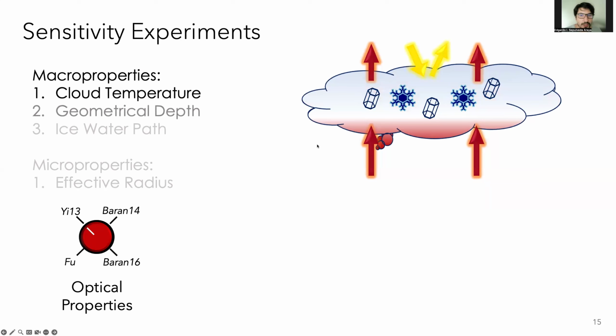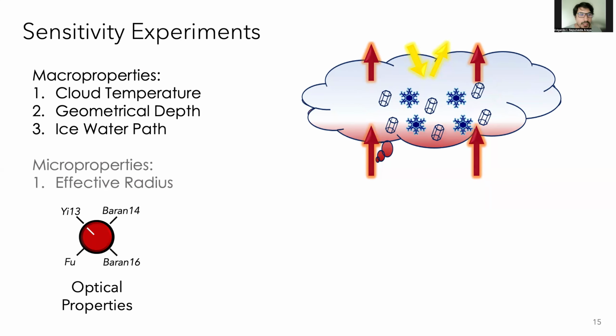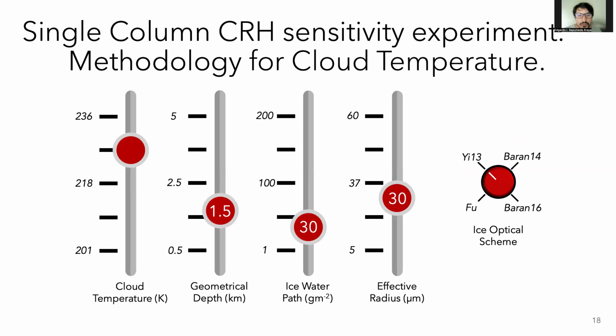We'll be changing the geometrical depth of the cloud also, and see how the heating rate responds. We change the concentration, or the ice water path, the number concentration of ice crystals in the cloud in terms of ice water path. And also, if we have time, I will show you what's happening if we change the size of the ice crystal, how the heating rate will respond, and how the different ice optical schemes will retrieve this information. So we can think of this test like different sliders.